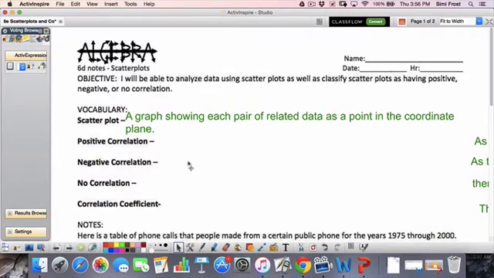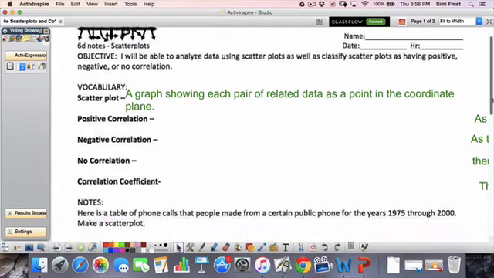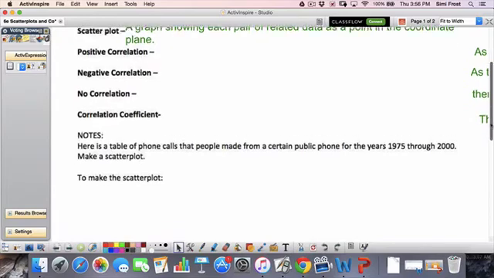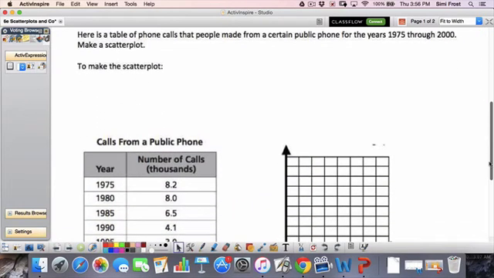And we're going to come back and fill these in as we get to them in the notes. They'll make more sense if we look at them in the notes and then come back and put the definition. But I like having the definition at the top of the page so you can refer back to it pretty easily. Okay, so here is a table of phone calls that people made from a certain public phone for the years 1975 through 2000.